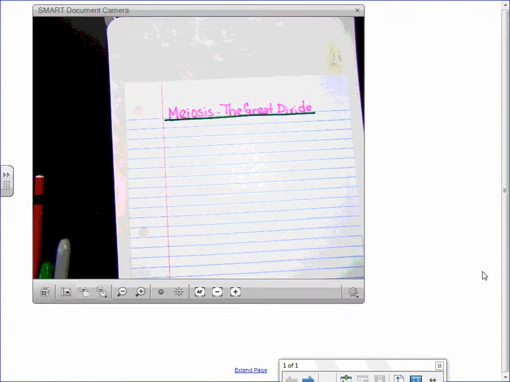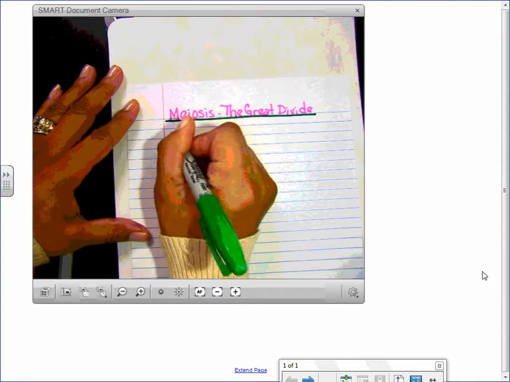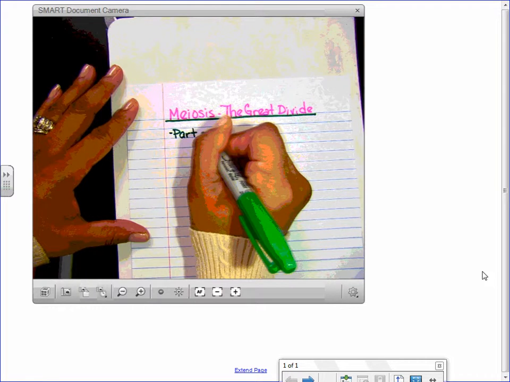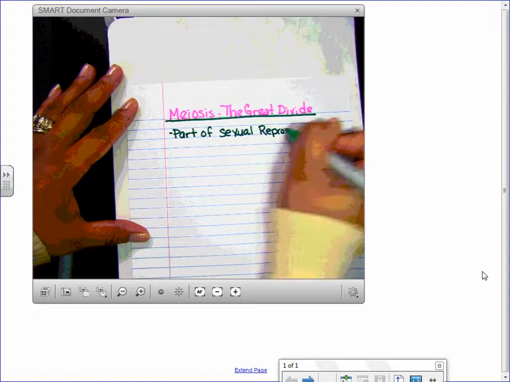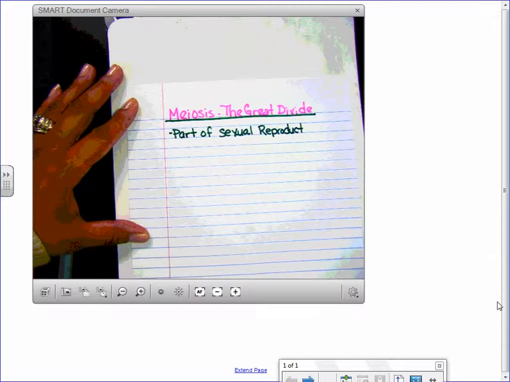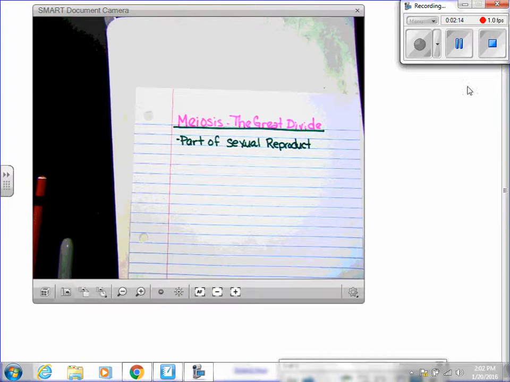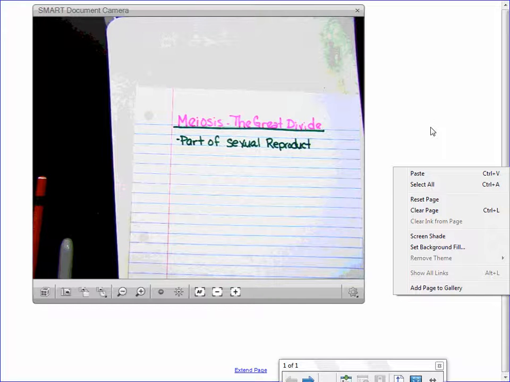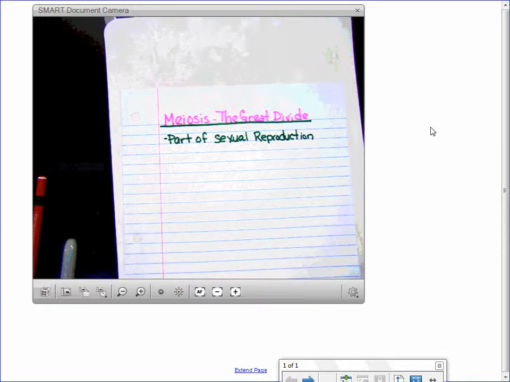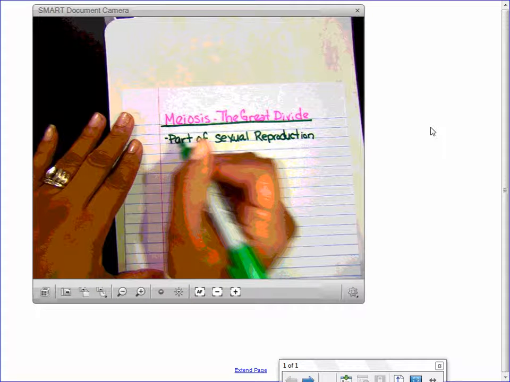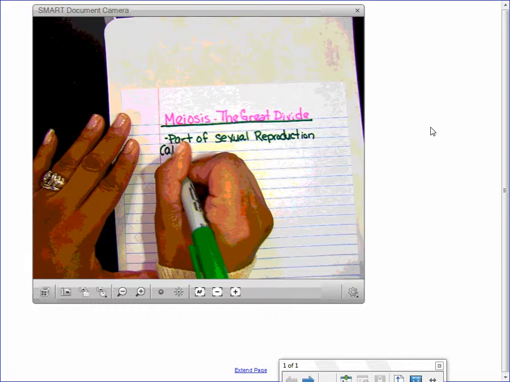All right, so continuing with our notes here. Meiosis is actually a part of what type of reproduction? Sexual reproduction. All right, so it is part of sexual reproduction. The fact that it is part of sexual reproduction, it only is all about what type of cells? All about sperm and egg cells.